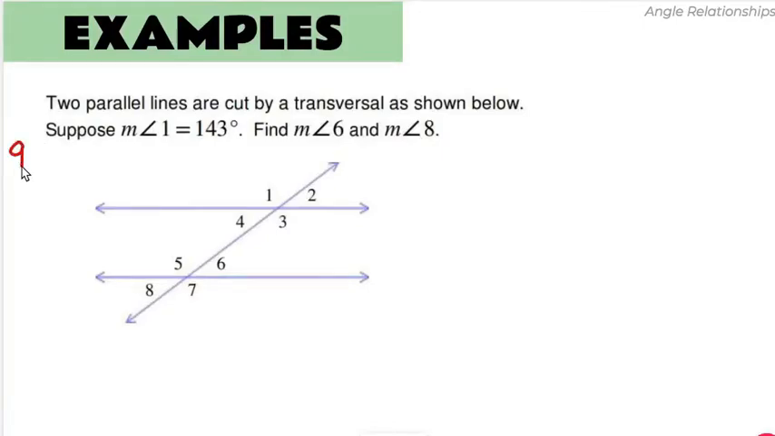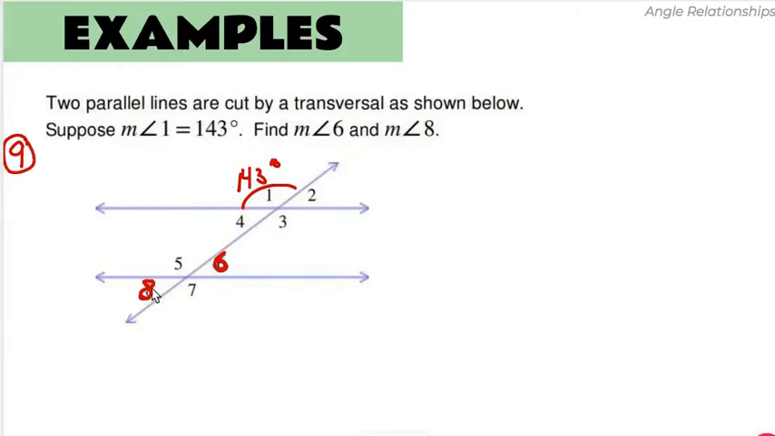All right, example 9. Two parallel lines are cut by a transversal. Suppose angle 1 is 143 degrees. Might as well just label that right now. Find angle 6 and find angle 8. Now, this one, we have a little investigating to do. There are so many different ways that you could approach this. Okay. Here's the way I would do it.